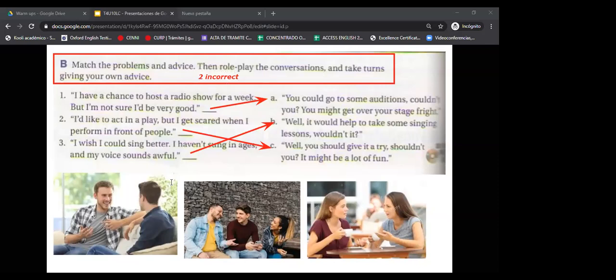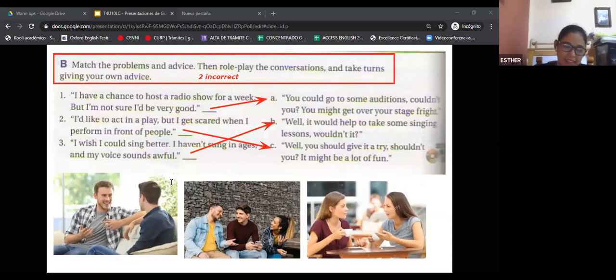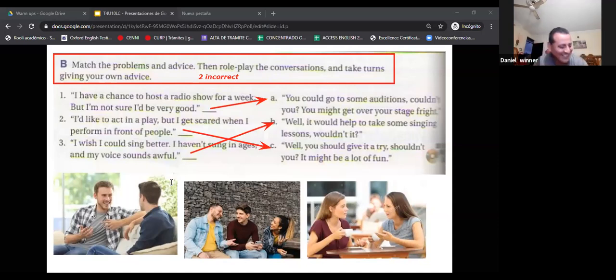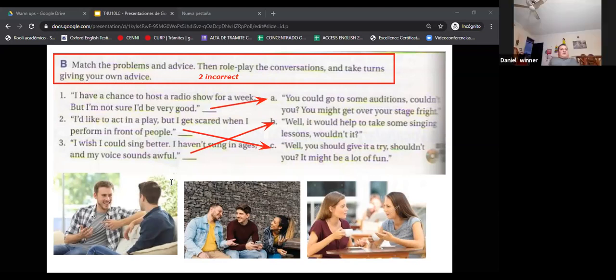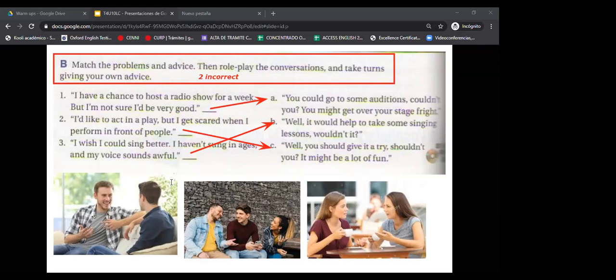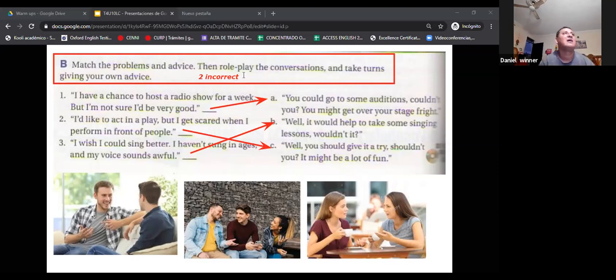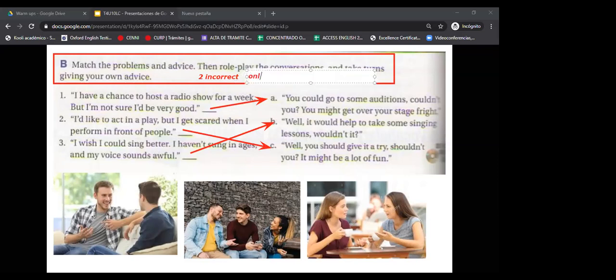Teacher. Okay. The referee is Mark. Try again. Okay, teacher. Oh my gosh. You are a very strict referee. Number one, what's the answer for number one? Letter A. Letter A, okay, number two? Letter C. And number three. Letter B. You have only one correct.